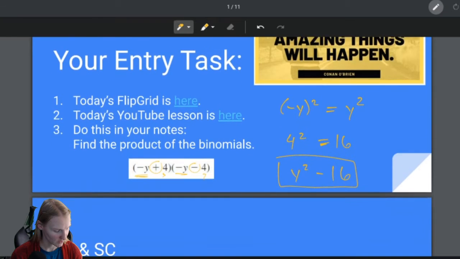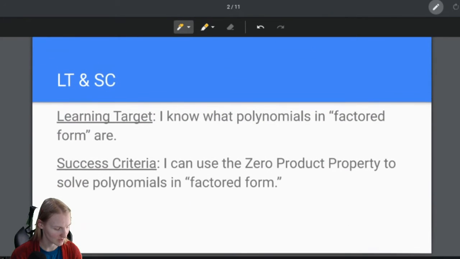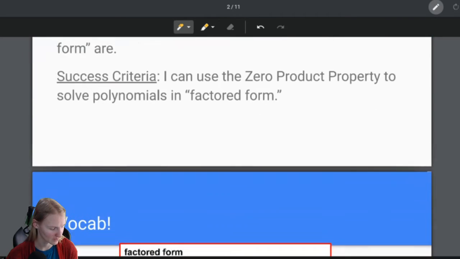Okay, fantastic. On to what we have for today. Our learning target is that you know what polynomials in factored form are, and the success criteria is that you can use the zero product property to solve polynomials in factored form. So, without further ado, let's learn what factored form is.